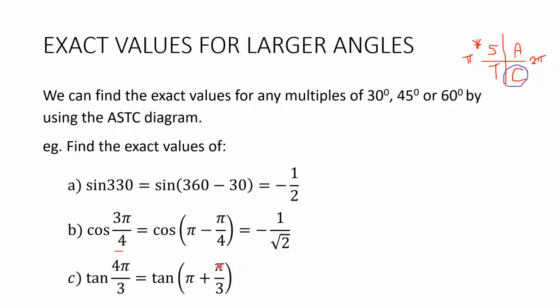Now, some people need to revert to degrees to be able to do exact ratios. I'm one of those. So pi on 3 is 60 degrees. Tan of 60 is root 3. So that's going to be equal to root 3.